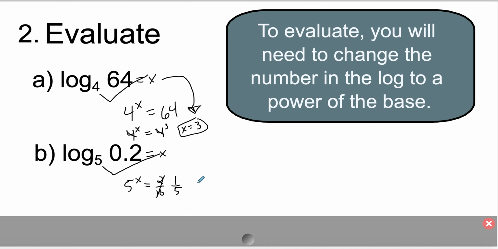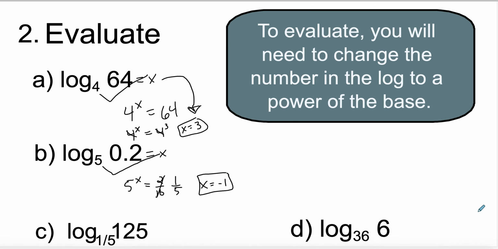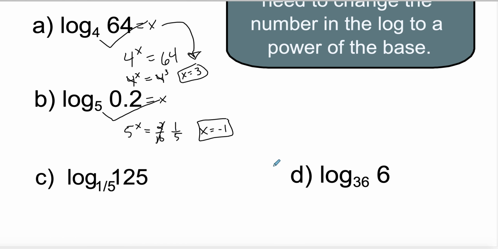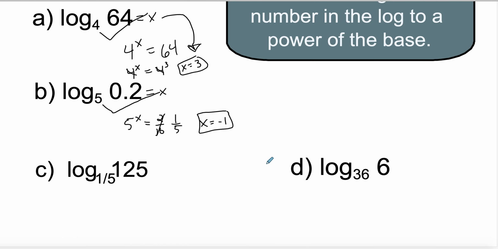And now hopefully you can see what the x should be, or what this logarithm is going to evaluate to. Okay, what exponent will get me 1/5? That's going to be a -1. So x equals -1. Okay, so I want you guys to try these next two here. So if you wanted to, the sub can pause the video, or someone can pause the video and you can try them and then resume. I'm going to keep going here.